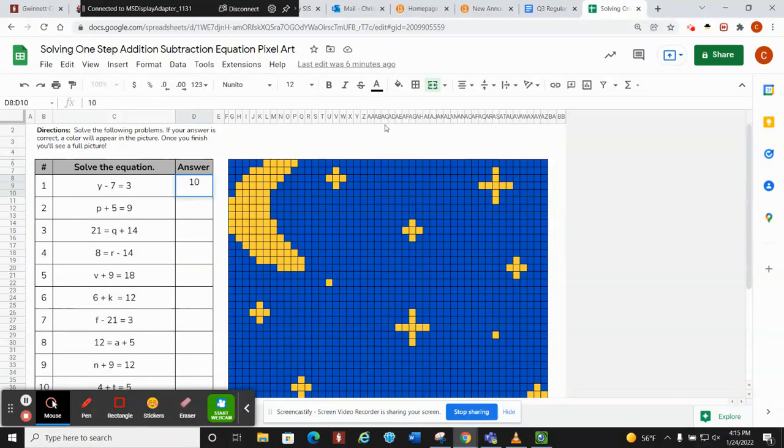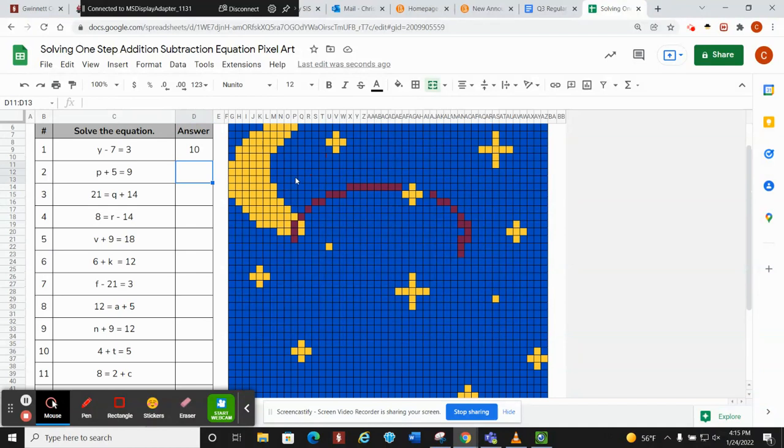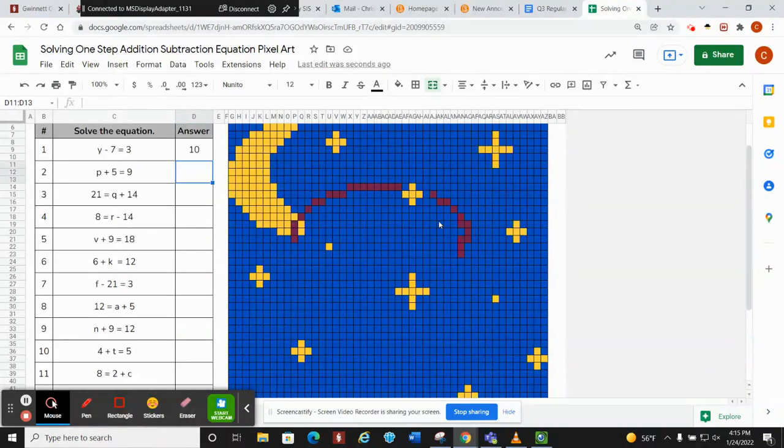And all you have to do is type in your answer right here. So you don't have to type y equals or anything. You're just going to type 10. When I click off of it, you can see that something was added to the picture. So when you finish all of these, you will have a complete picture. I'm not really sure why this particular one starts off with something in the background, but that does not mean you're done. You do still have to answer all of these and see what your final picture is, and hit submit.